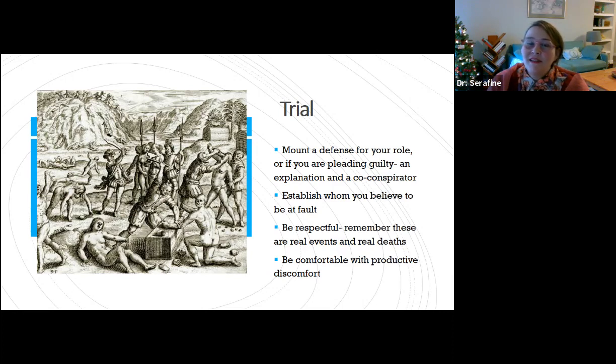Some of the roles I tried to give to more than one person because I think they're difficult. I think the role of Columbus's men is a difficult role, and it will challenge you. All of the roles are challenging, and some of them may cause discomfort. The goal here is to create productive discomfort.